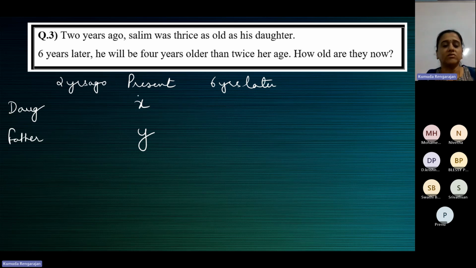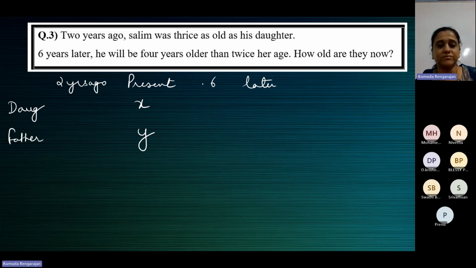So we'll always take the present ages. You can actually assume anything. You can even assume their ages 2 years ago to be X and Y. You can assume their ages 6 years later also to be X and Y. But what we normally do is, what are we asked to find? How old are they now? That is, the percentage of the daughter and the percentage of the father. So we normally take that as X and Y, but you will still get the right answer if you construct the equations carefully.